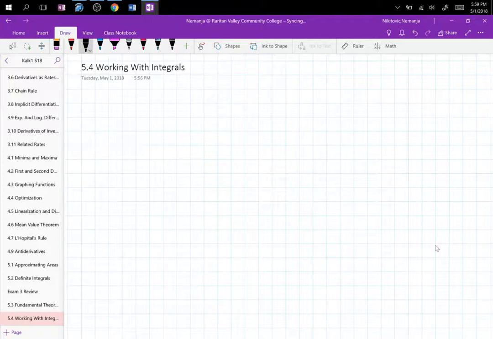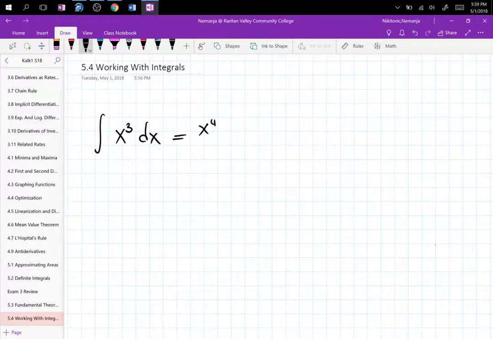So what I have here is working with integrals. Let's go first with the integral of, let's say, x cubed dx. If I have this, the answer would be x to the 4 over 4 plus C, and we are done. So that was in 4.9.